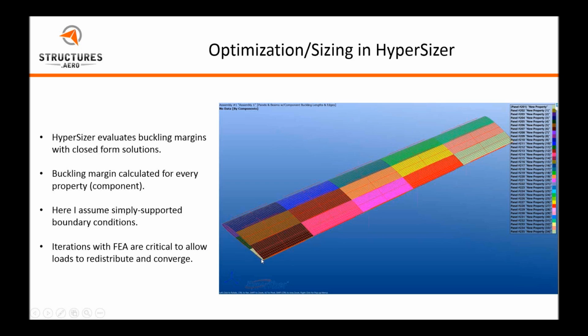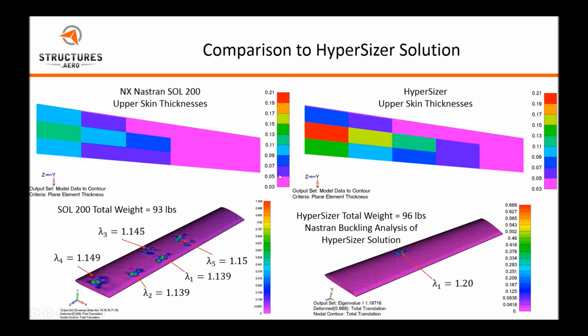And you have to assume some sort of boundary conditions for this property, and so I assume simply supported conditions, but it has a lot of options for those cases. And then here the iterations with the FEA were critical just because the load distributions were changing quite a bit from one iteration to the next. So here I just plotted the upper skin thicknesses for the Solution 200 run and the Hypersizer run, and you notice they're quite a bit different.